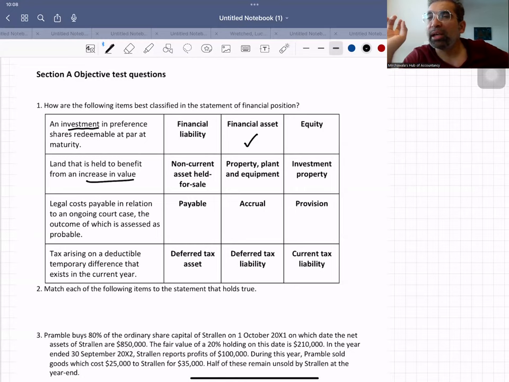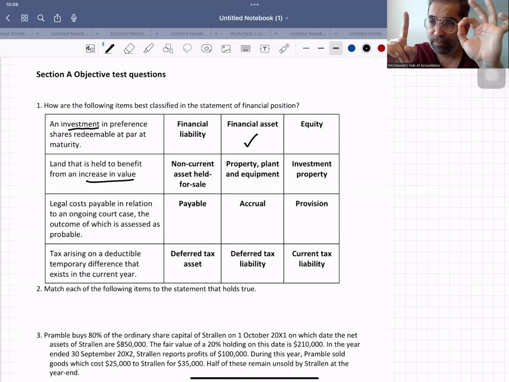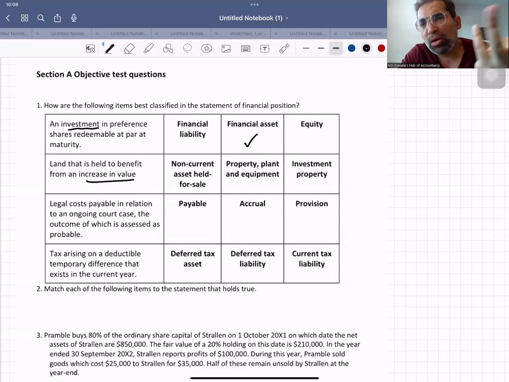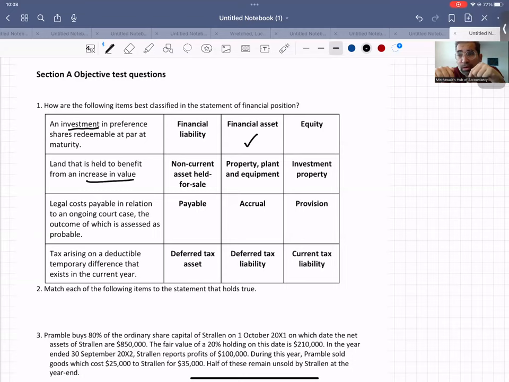Hope you remember IAS 40. In IAS 40, it has been taught to you guys that land and building bought for rental earning purpose, number one, or capital appreciation, or normally both. Capital appreciation means increase in value. So if you buy land and building just for increase in value, but not using it for your own purpose, that's investment property. That's definitely investment property.